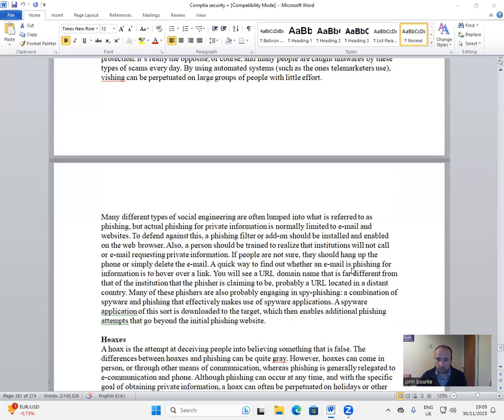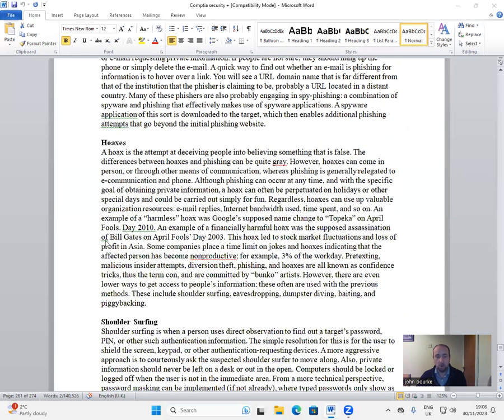A quick way to find out whether an email is phishing for information is to hover over a link. You will see a URL domain name far different from that of the institution that the phisher is claiming to be, probably a URL located in a distant country. Many of these phishers are also probably engaging in spy phishing, a combination of spyware and phishing that effectively makes use of spyware applications. A spyware application of this sort is downloaded to the target, which then enables additional phishing attempts that go beyond the initial phishing website.